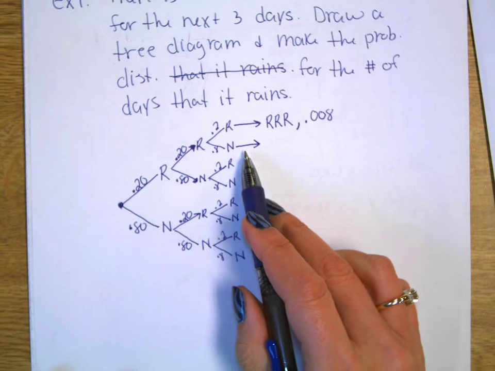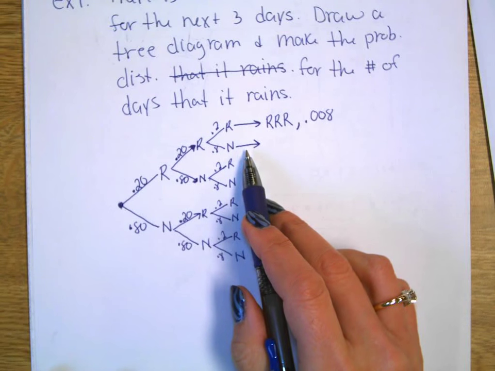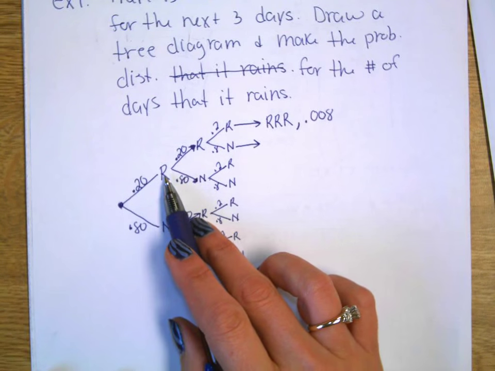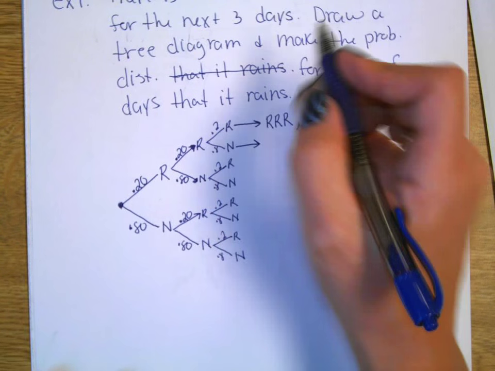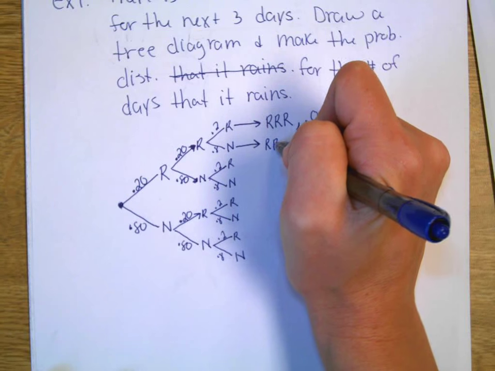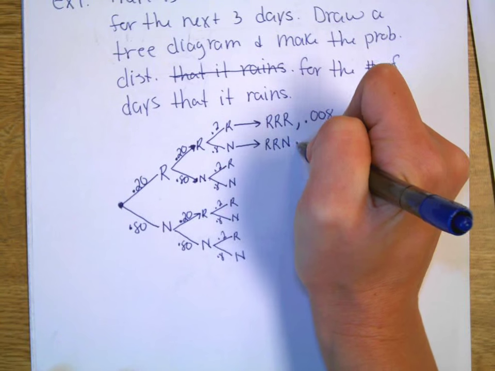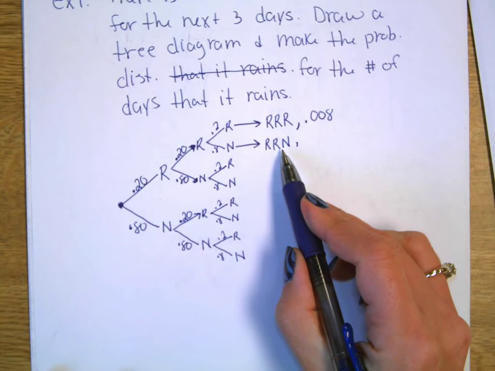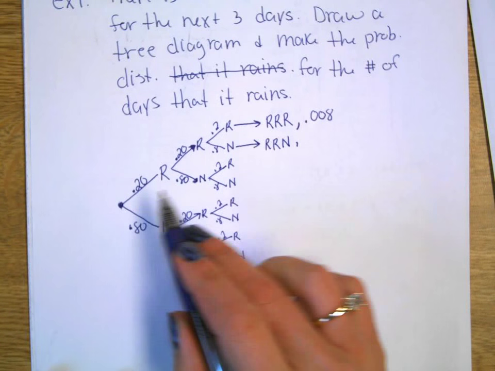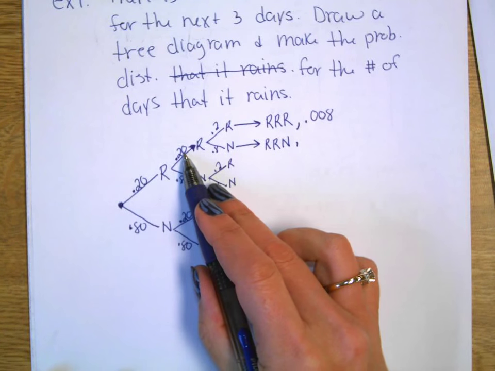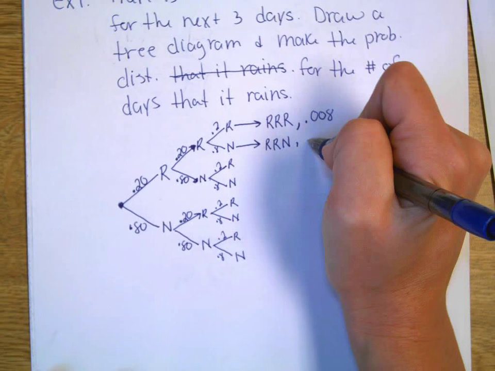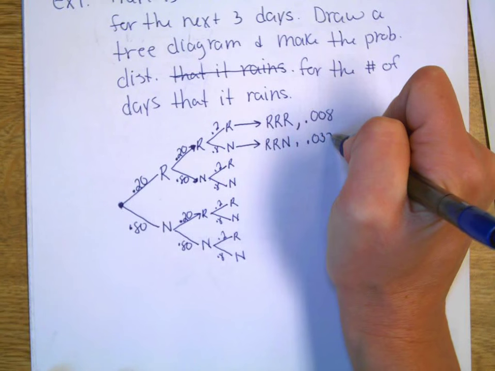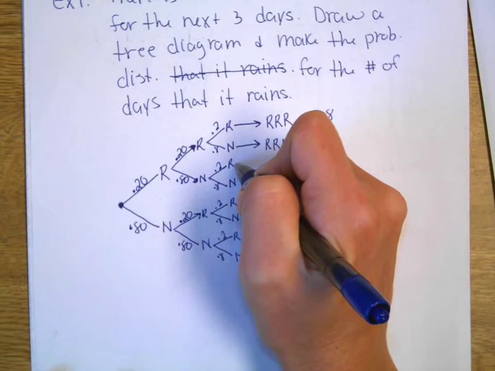Kind of. What does the second branch represent happening over my 3 days? Rain, rain, no rain. It rained the first day, it rained the second day, but no rain the third day. To get that probability, you've just got to multiply what's on the branches. So 0.2 times 0.2 times 0.8. 0.032.